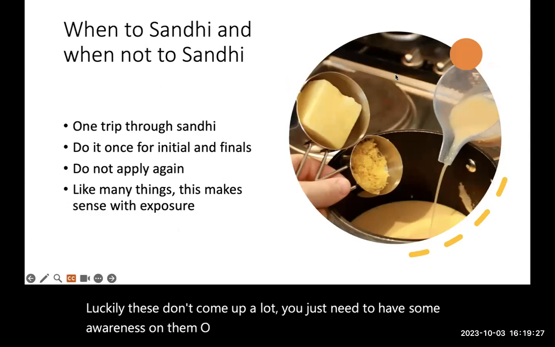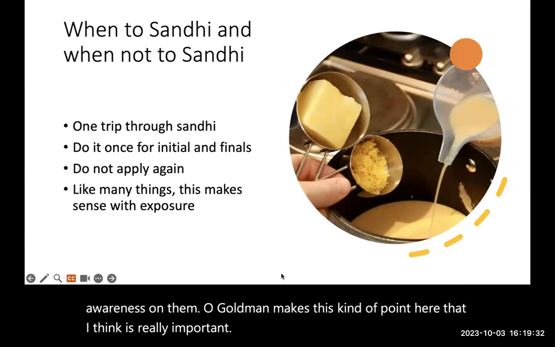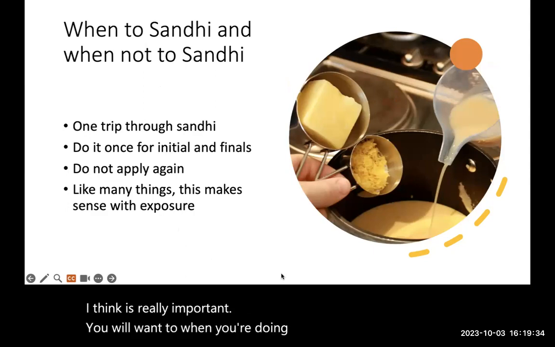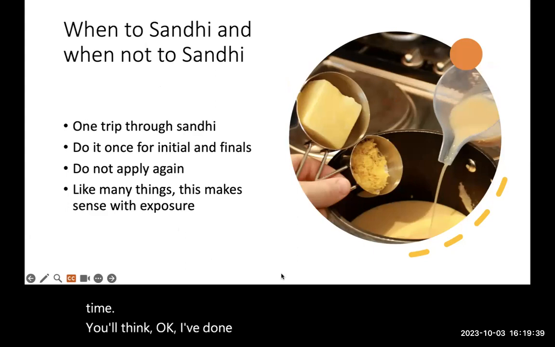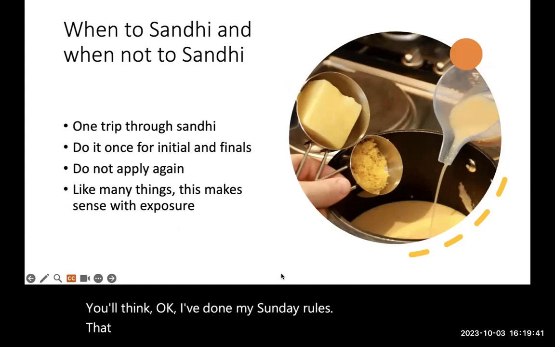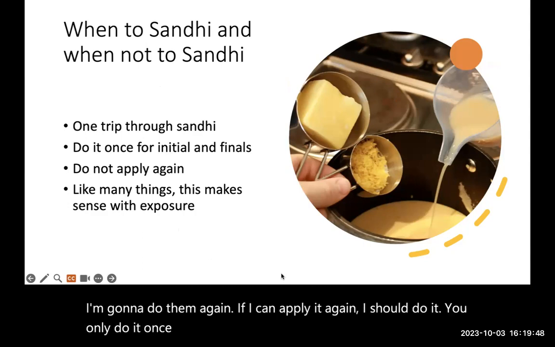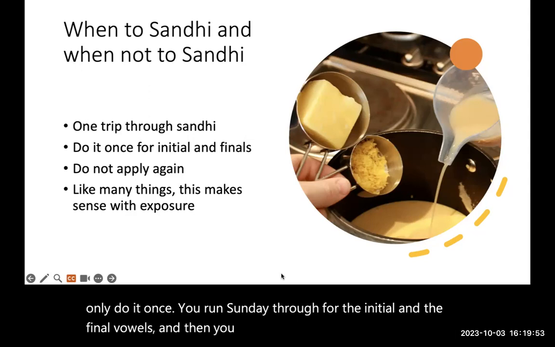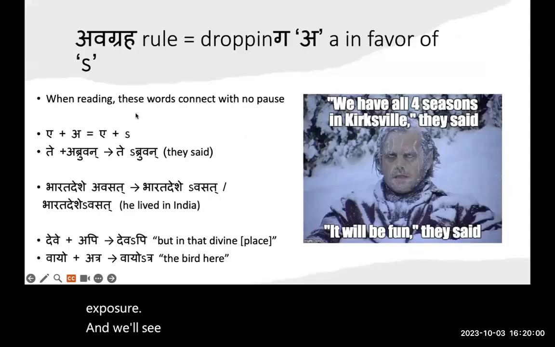So Goldman makes this kind of point here that I think is really important. When you're doing Sandhi, you will want to just apply it all the time. You'll think, okay, I've done my Sandhi rules, then I'm going to do them again. If I can apply it again, I should do it. You only do it once. You run Sandhi through for the initial and the final vowels, and then you don't do it again. This makes sense with exposure. And we'll see some examples here.